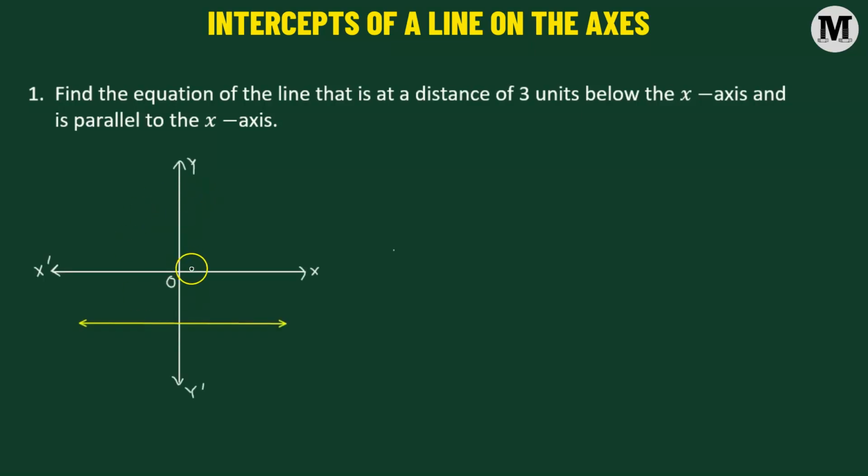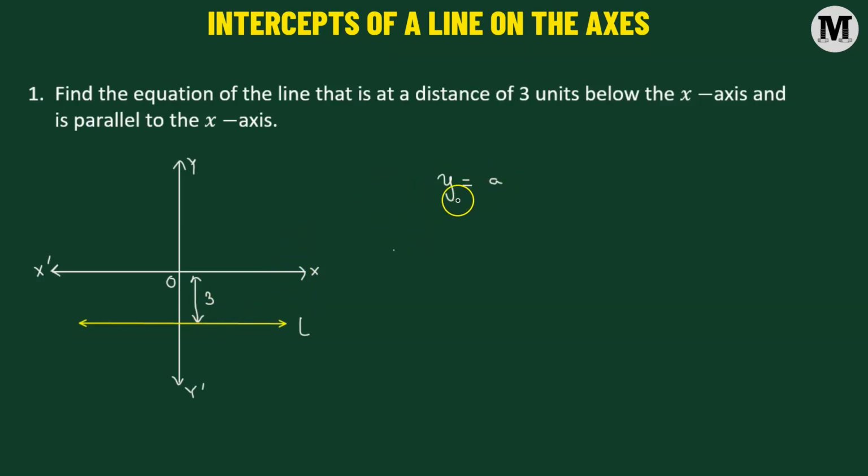So here we have the Cartesian coordinate system. We have the x-axis and the y-axis meeting at O, and we also have a line L, and this particular line L is 3 units below the x-axis. So this is 3 units below the x-axis, and it is parallel to the x-axis.